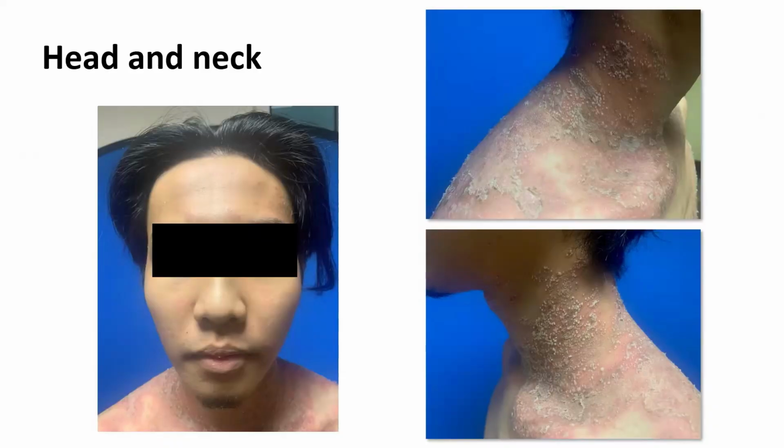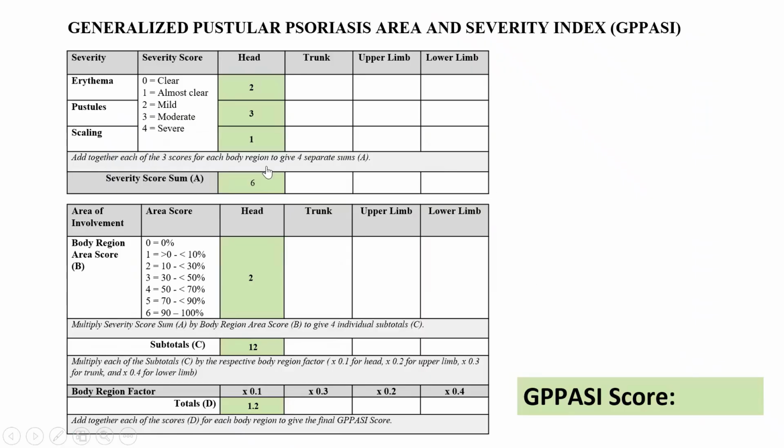If you look at these photos, starting with the head and neck region, you can see that the face is clear, apart from a few plaque psoriasis lesions on the forehead. However, the neck is very much affected. You can see the coalescing pustules. So ask yourself, what percentage of this area is involved? How severe are the pustules, erythema, and scaling?